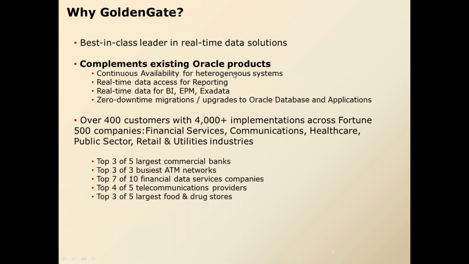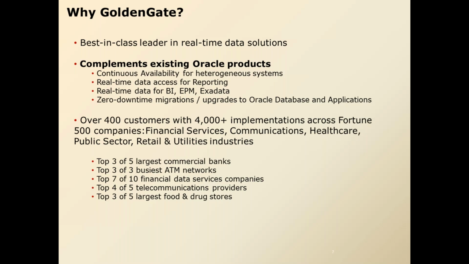So Golden Gate complements existing Oracle products, like continuous availability for heterogeneous systems. It ensures that the databases are highly available. Real-time data access for reporting: you can use Golden Gate for reporting purposes. Real-time data for business intelligence, EPM and Exadata. Golden Gate, along with ODI and Informatica, is one of the best tools available in the market for business intelligence. Golden Gate also supports zero downtime upgrades and migration.